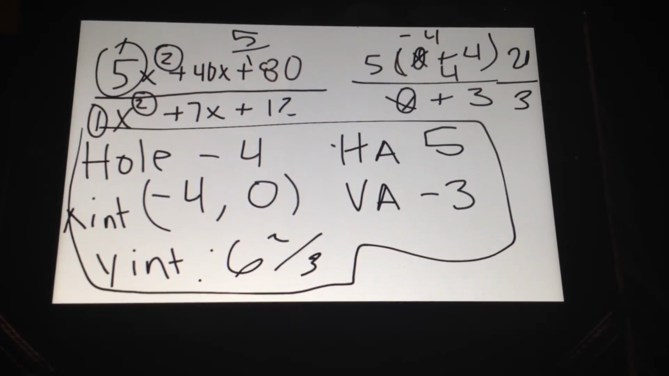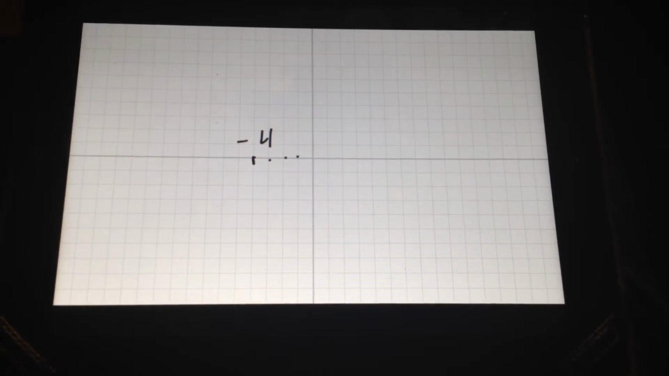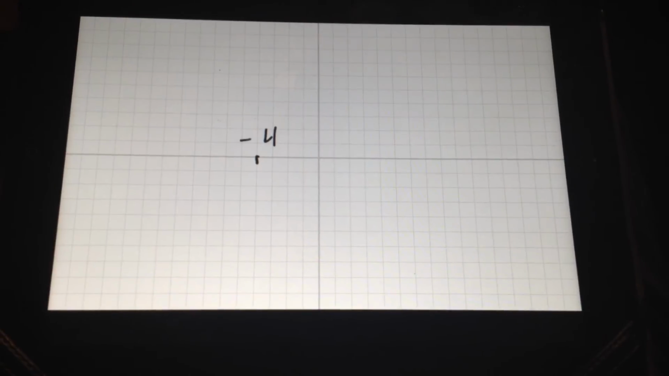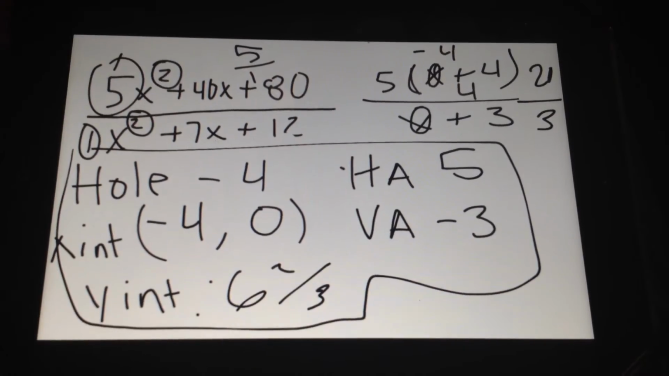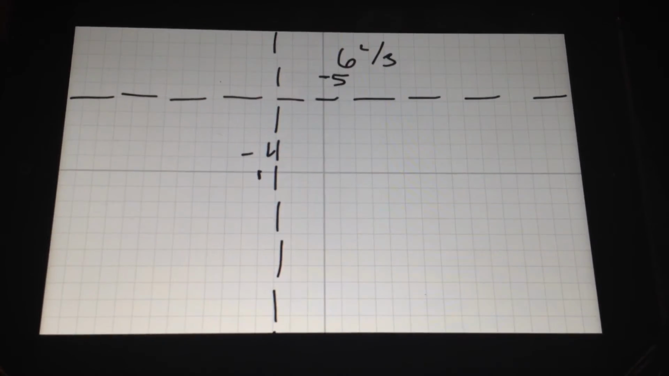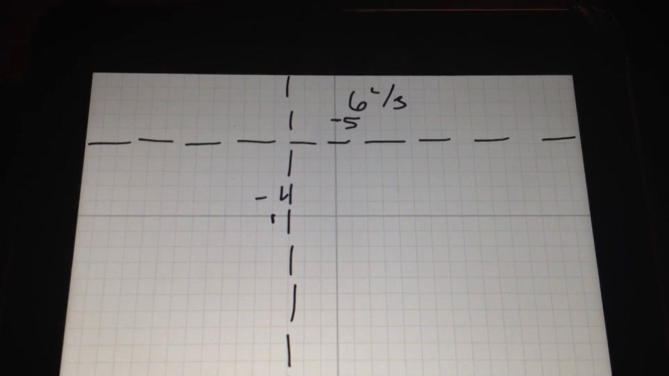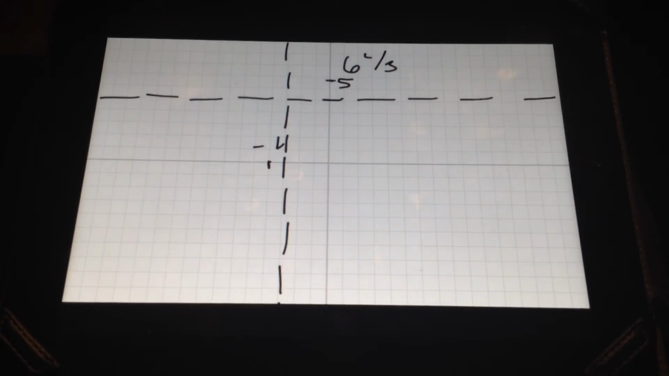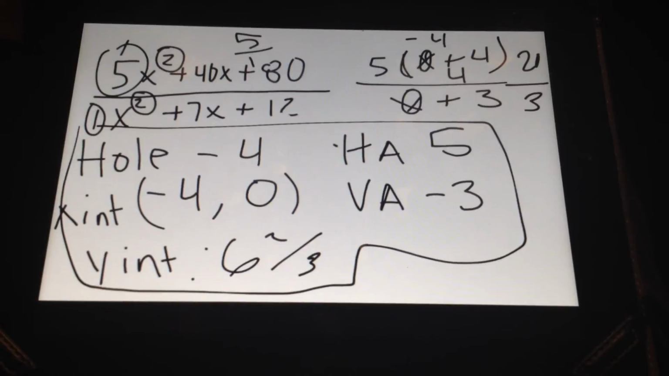The x-intercept is at -4. And let's see, 1, 2, 3, 4. -4. The horizontal asymptote is at 5. The y-intercept is at 6 2/3. The vertical asymptote is at -3. Now the horizontal and the vertical asymptote are lines that will almost never be crossed. They separate the graph into different quadrants now, instead of the axes doing that. So this is what it looks like now, with all this information plugged into it. But now we need to draw the lines.